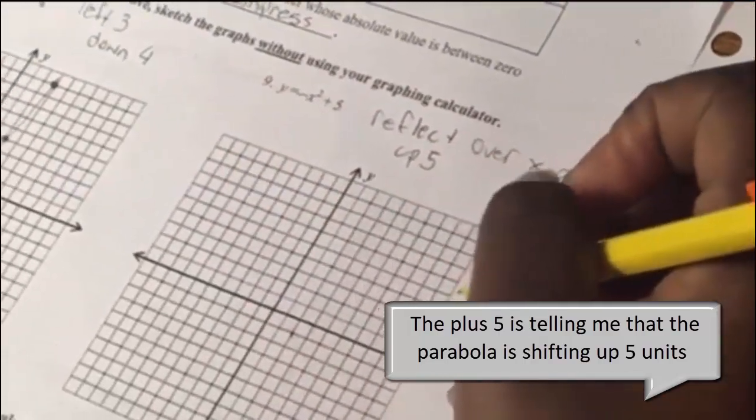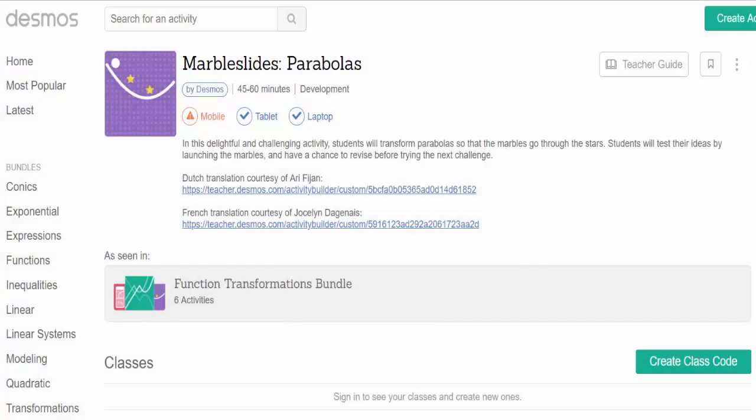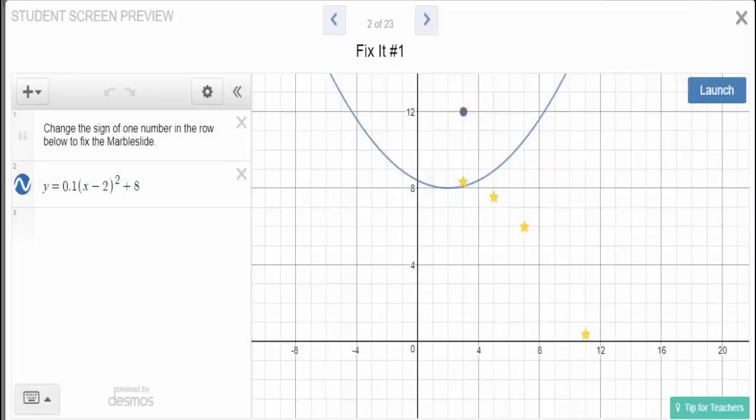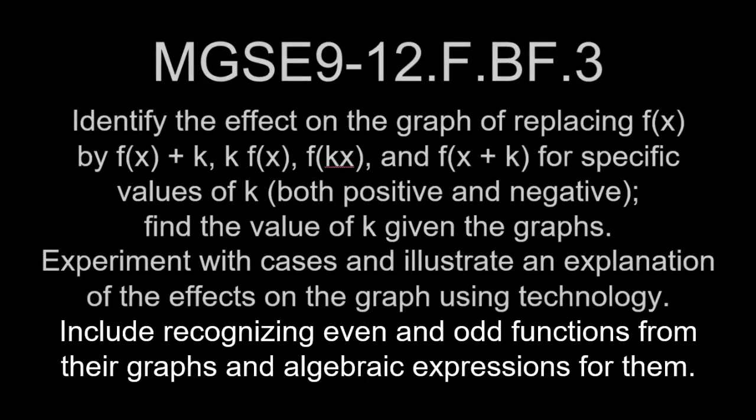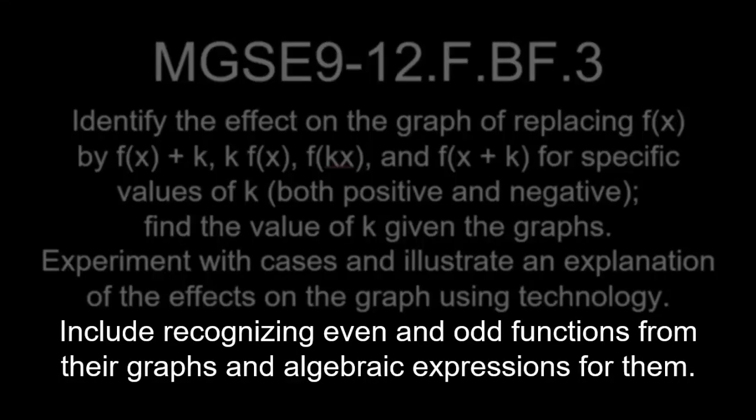Once students have established a foundational understanding of how the graphs of functions are affected by changing values within the parent function, the Desmos classroom activity Marble Slides can provide a fun context for students to apply their knowledge of function transformations. The goal of this activity is to construct an equation which will cause the marbles to hit all of the stars.